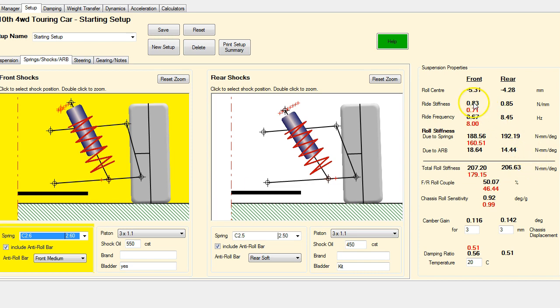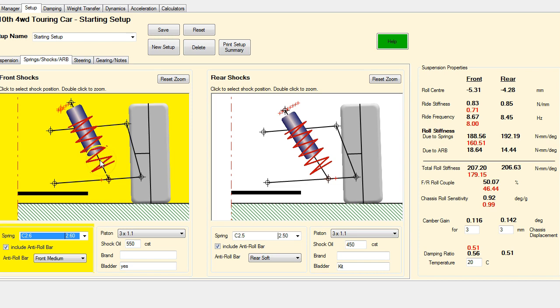But by standing the shock up, we've essentially stiffened the shock relative to the chassis. So again, we're changing our ride stiffness and ride frequency, and our roll stiffness and roll couple and overall chassis stiffness is all being affected by this change. So the thing that's different is now our damping is actually higher in the system. And the reason for that is because we've changed the way the shock responds to the chassis movement.